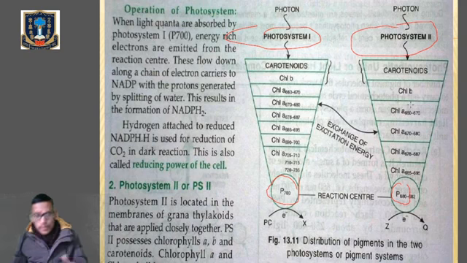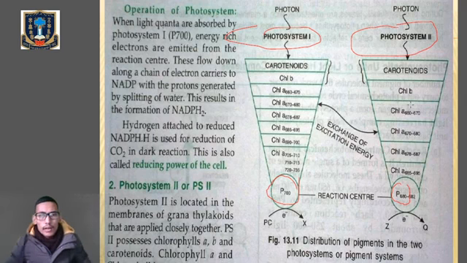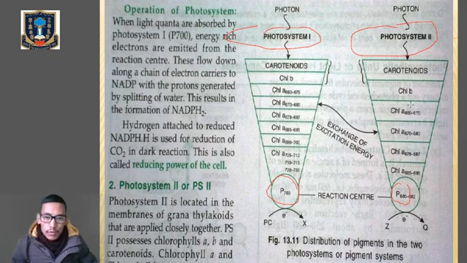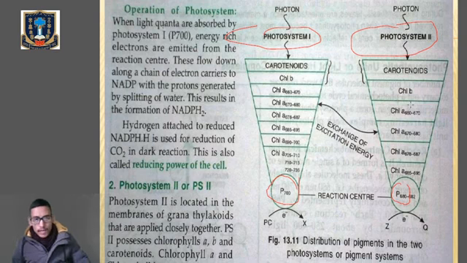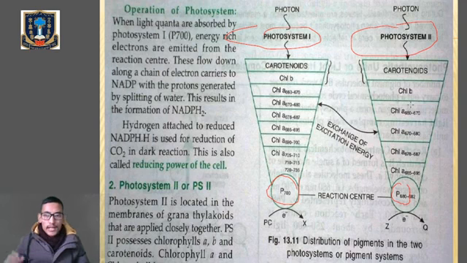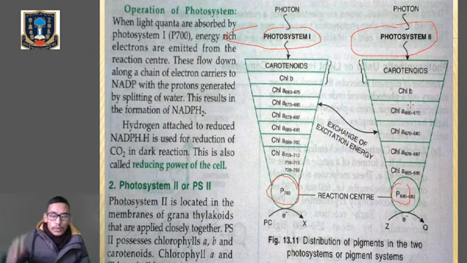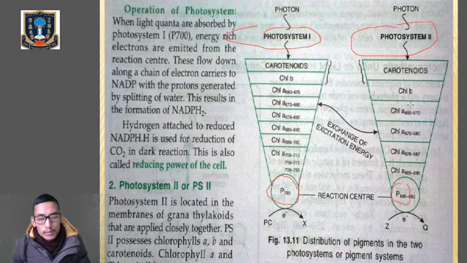Now let's talk about the operation of PS1. That we'll discuss in detail in another class, but just for now look briefly. When light quanta are absorbed by PS1 P700, energy rich electrons are emitted from the reaction center. This flows down along a chain of electron carriers to NADP with the protons generated by splitting of water. This results in the formation of NADPH2. That means when the reaction center of PS1, P700, becomes excited, electrons from it will go down through the electron transport systems and lead to the formation of NADPH2. All this process we'll learn in detail in the next class.